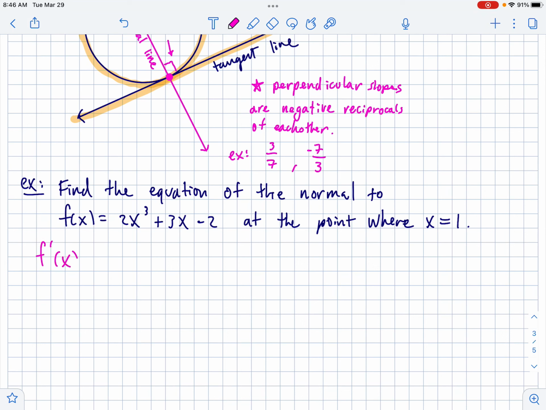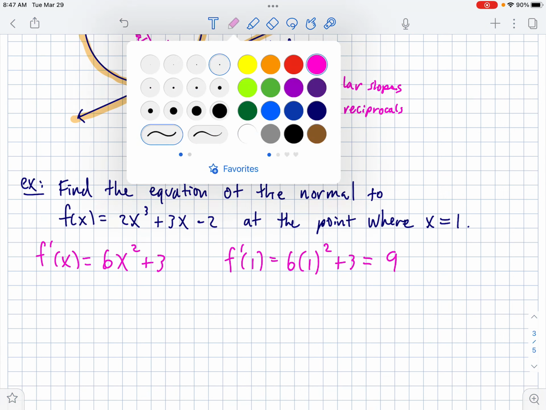So to be able to find the equation of the normal to this curve at the point where x equals 1, first step is we're going to find our slope machine. Use your power rule, pop and drop, you get 6x squared plus 3. Then we're going to plug in 1 into the slope machine to figure out what the slope of the tangent would be, which is 9.